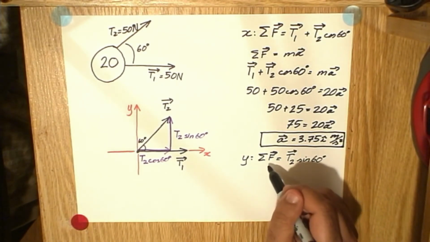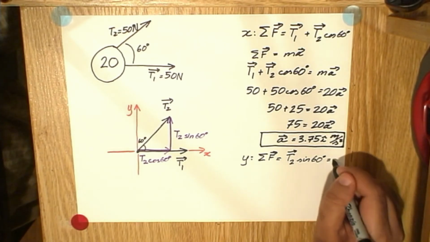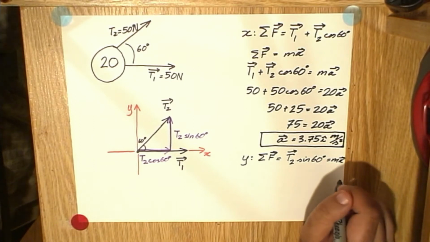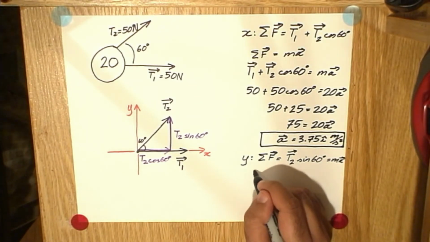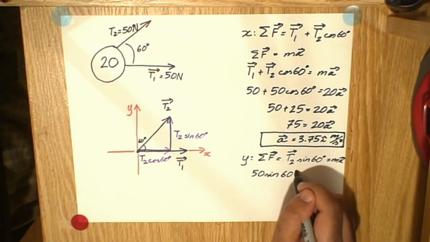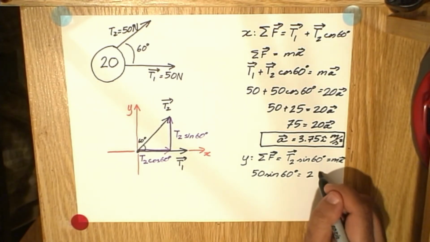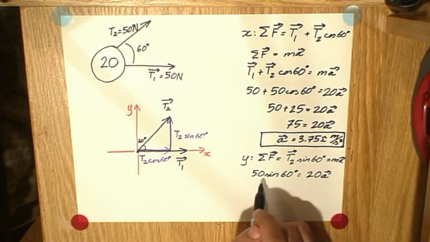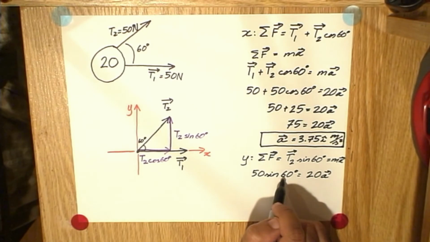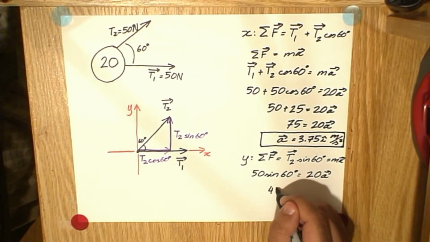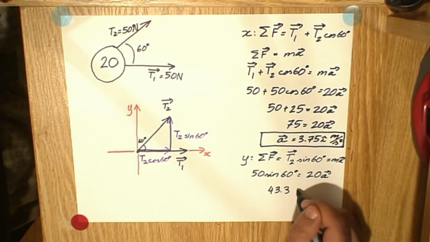And of course, since that is the total force in y, that must in turn be equal to mass times acceleration. Again, let's plug in what we know. T2 is also 50 times the sine of 60 degrees is equal to mass 20 times acceleration. So 50 times the sine of 60, if you were to use your calculator and work that out, that would work out to 43.3.